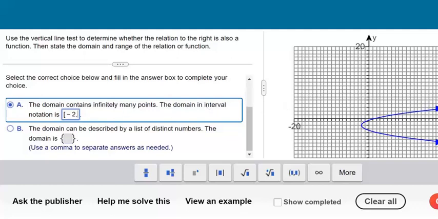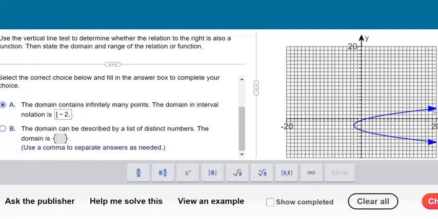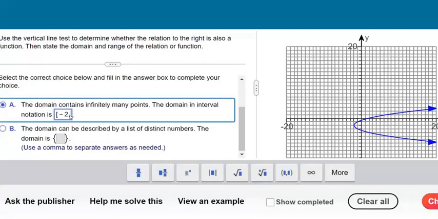And then what's the largest value? The graph is pointing to the right, meaning as it goes on infinitely, x equals 20 is possible. X equals 200 is possible. There's no end, so we need to press that infinity button. And you always put a parentheses next to infinity.